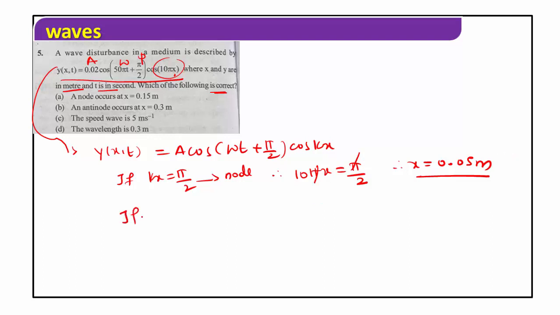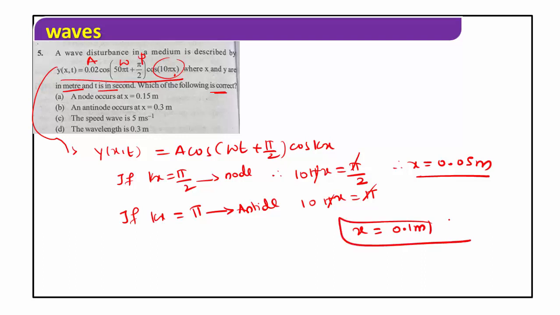If kx is equal to pi, 180 degrees, then an antinode occurs. Antinode occurs means 10 pi x is equal to pi. Here pi and pi cancel. Therefore, x is equal to 0.1 meter, that is 1 by 10. What was the value? 0.1 meter.